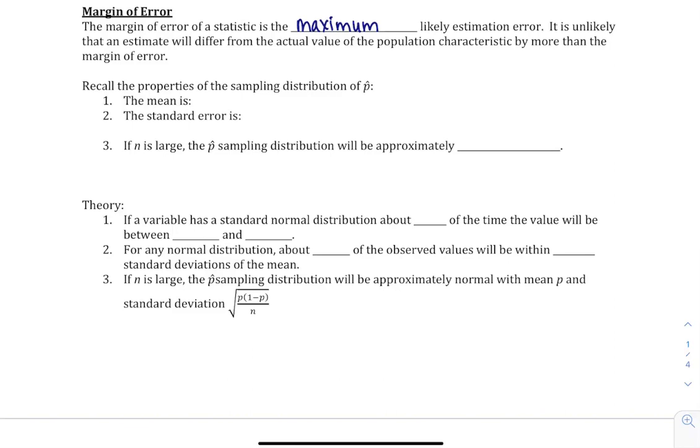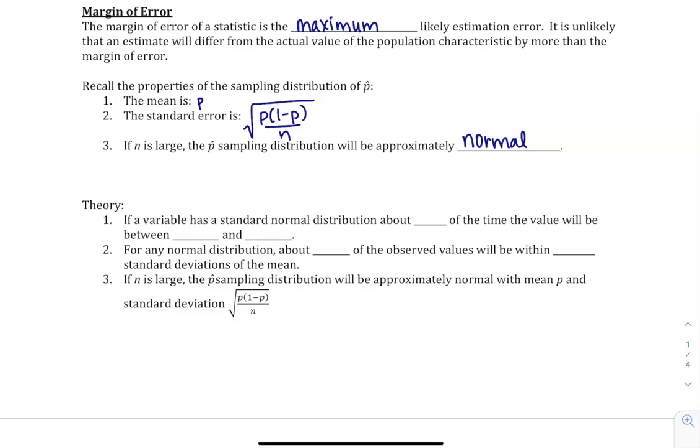We learned in chapter 8 that the mean is the true proportion. The standard error is the square root of that proportion, 1 minus that proportion, over the sample size. And if n is large, the p hat sampling distribution will be approximately normal. And so we learned that we were able to approximate the sampling distribution using what we know about the normal distribution. So let's dive into a little bit of the theory real quick so we understand where we're coming from.